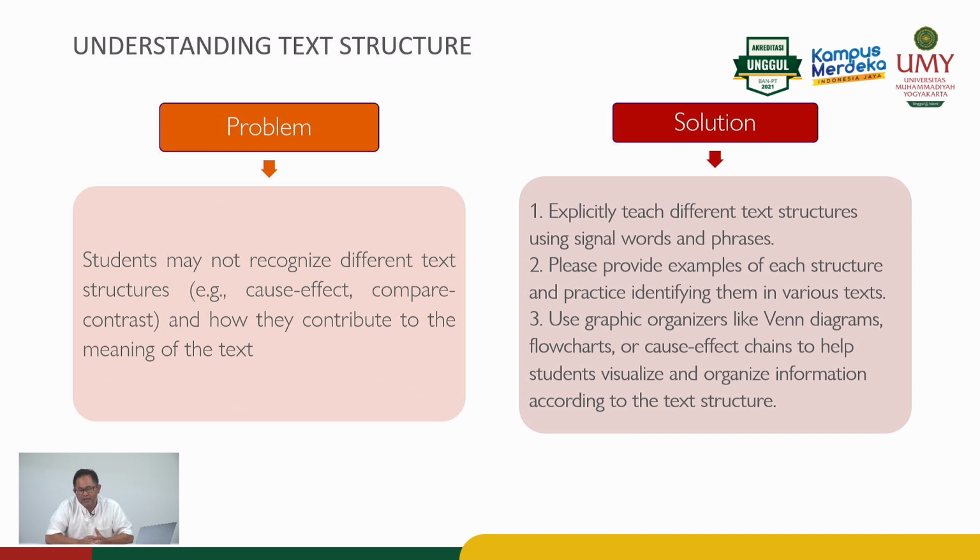If you have this problem in teaching the student, then better for you first to explicitly teach different text structure using signal words or phrases. Then the second one, better for you to provide examples of text structure and practice identifying them in various texts. Use graphic organizers like Venn diagram, flowchart, cause effect chain to help students to visualize and organize information according to the text structure.